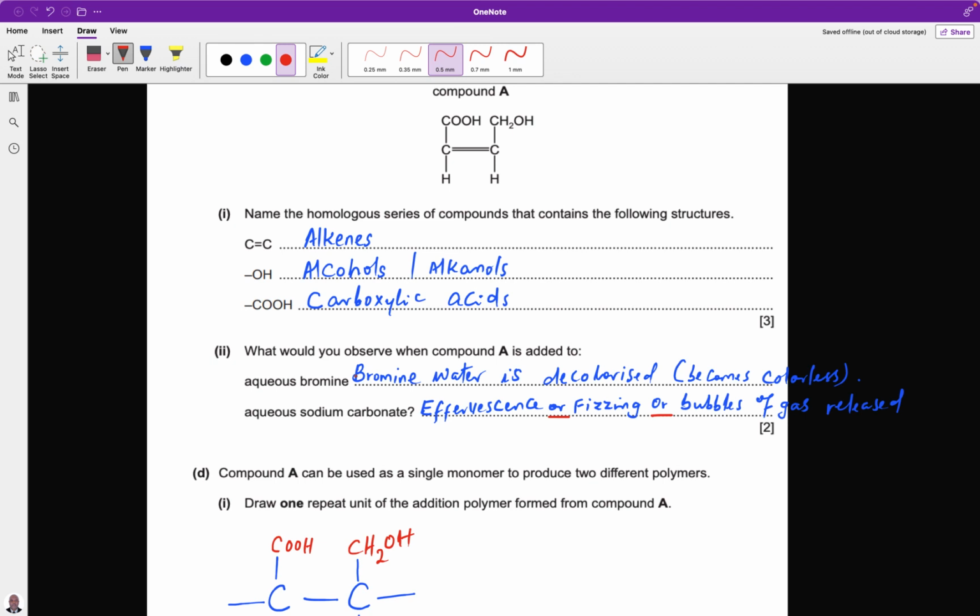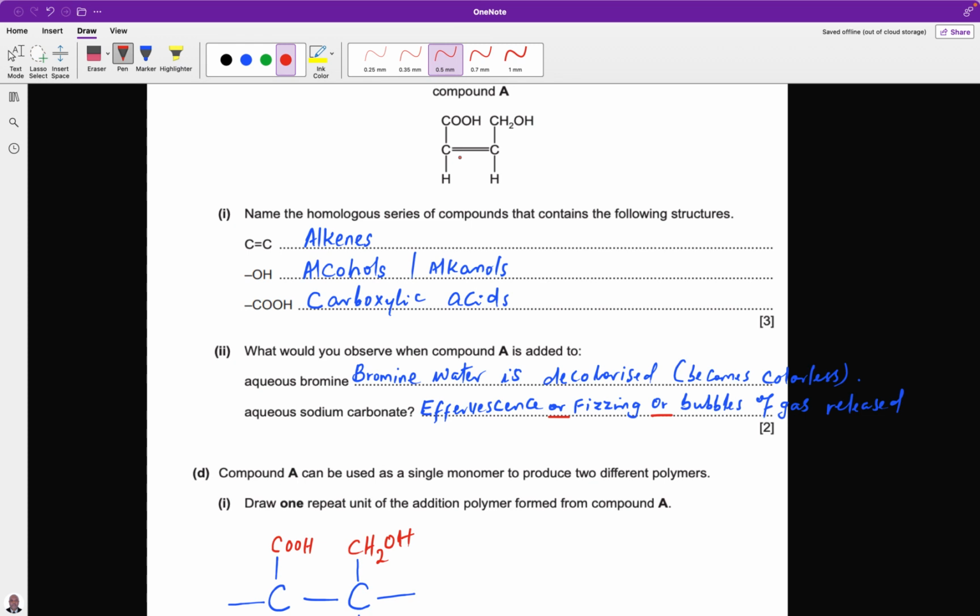Let's get back to our question. What would you observe when compound A is added to aqueous bromine? Remember that aqueous bromine is always used for the test for the presence of alkene. Only alkene can react with aqueous bromine.